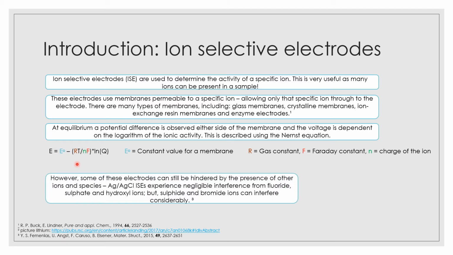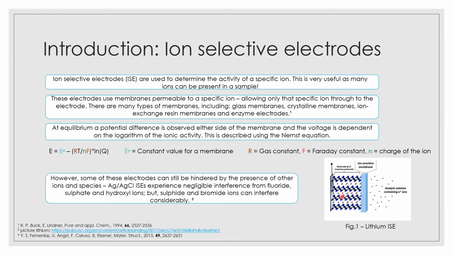The only problem with these is they don't always work perfectly. For example, a silver chloride ion selective electrode will have no interference from fluoride, sulfate, or hydroxyl ions, but ions such as sulfide and bromide can interfere quite considerably. And here's a little example. So here's our solution with lithium ions, and then the electrode, and this membrane here only allows lithium ions through to the electrode.